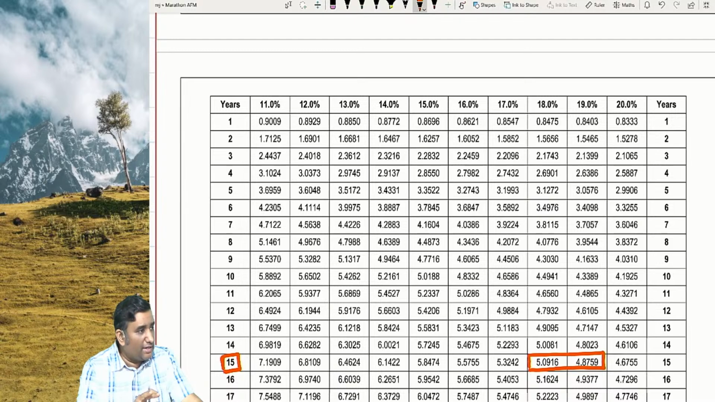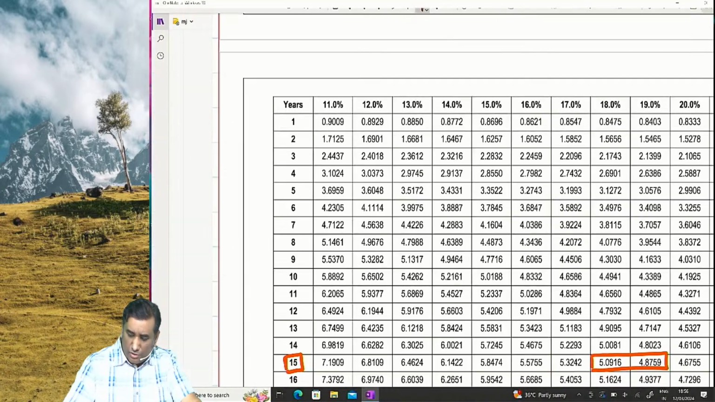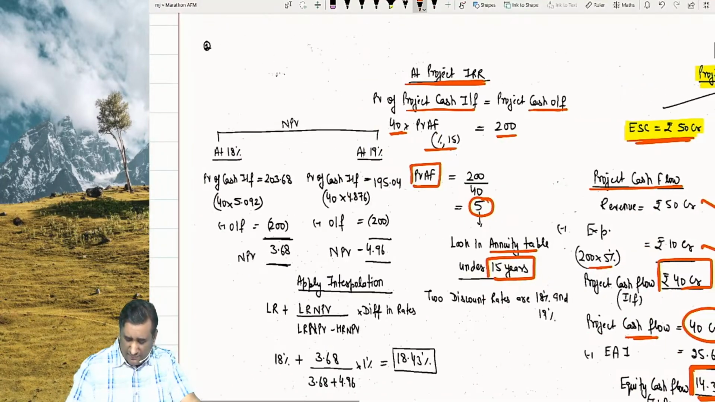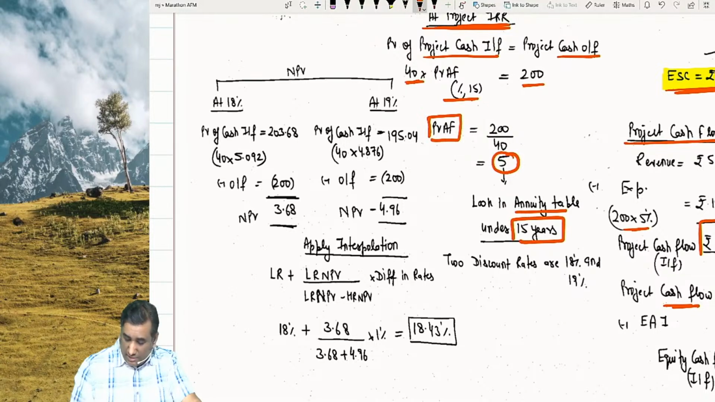That means I'll solve at 18%, I'll solve at 19%, and if NPV becomes positive and negative, interpolation is not the patent right of IRR. It just helps your calculation in between, it's a unitary method actually. So when I go back here, the two rates are 18 and 19. So 5 falls, that means the 5 will come as a cumulative factor of some rate between 18 and 19.